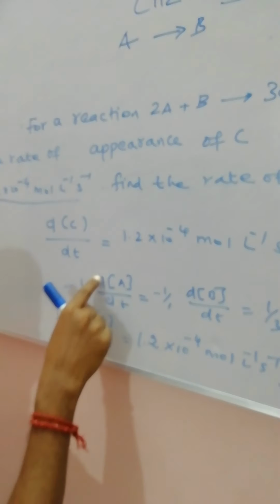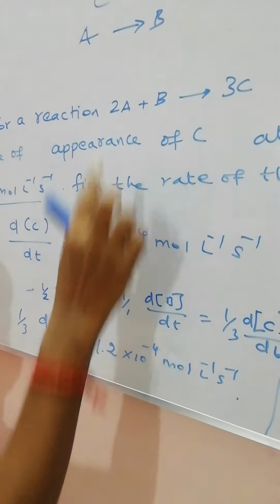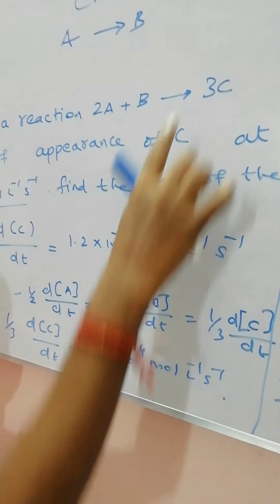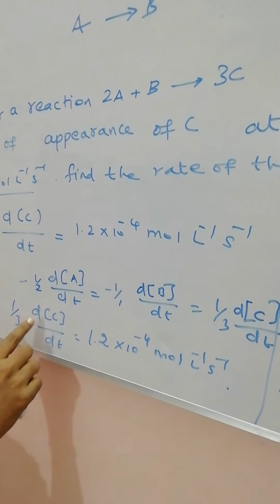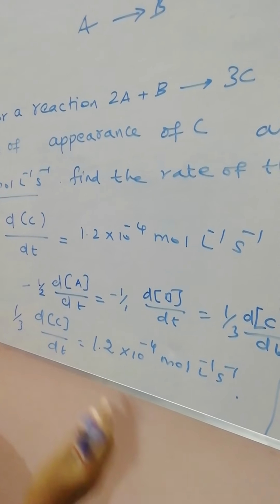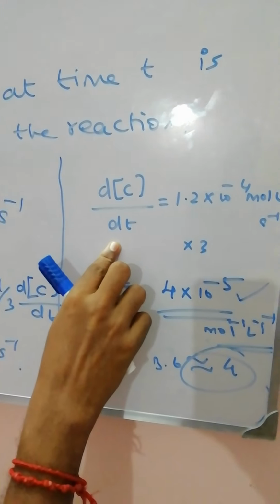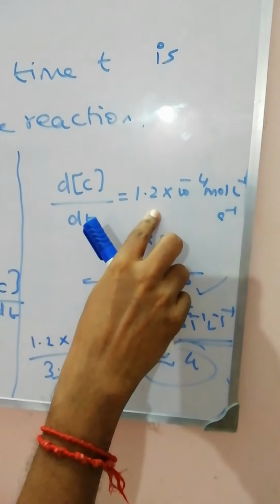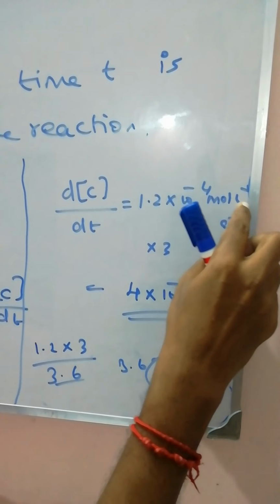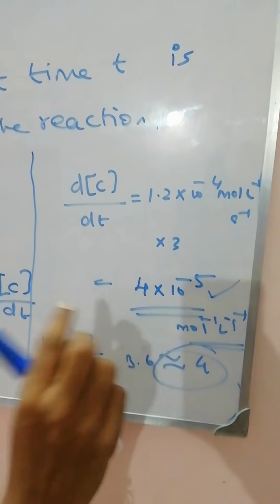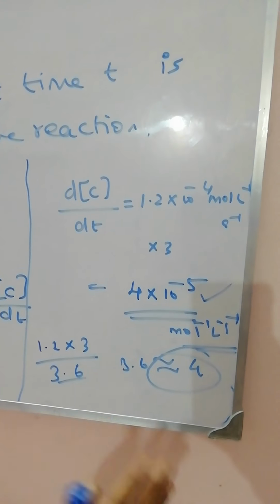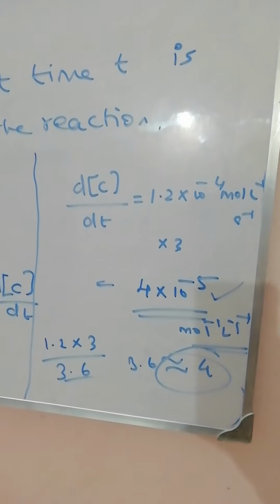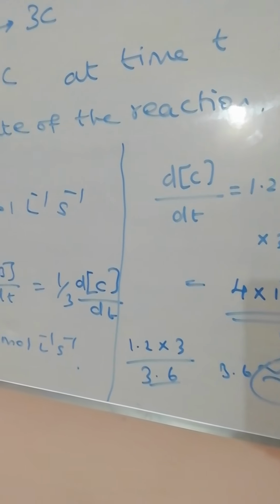So 1 by 2 dA by dt, nothing given means 1 by 1, 3 given means 1 by 3. So now 1 by 3 dC by dt is equal to this. I want the value of the product only. So 1.2 into 10 to the power minus 4 mole per liter per second into 3 is approximately equal to 4. We got 3.6, and 3.6 is approximately 4. This is the first problem.